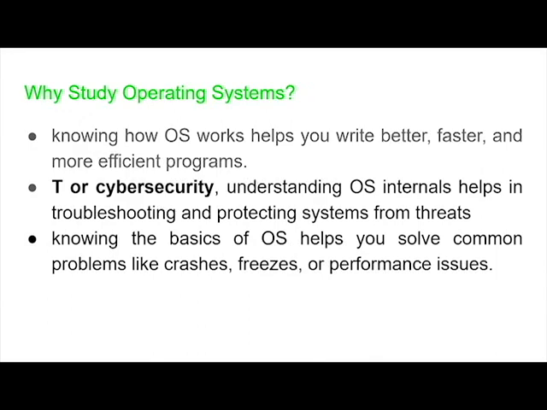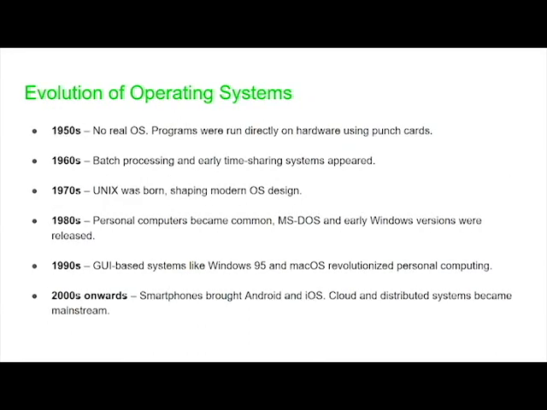The evolution of the operating system started in the 1950s. In the 1950s, there was no real OS. Programs were run directly on the hardware using punch cards. In the 1960s, batch processing and early time-sharing systems appeared. In the 1970s, Unix was born along with some modern OS design. In the 1980s, personal computers became common, and macOS and early Windows versions were released.